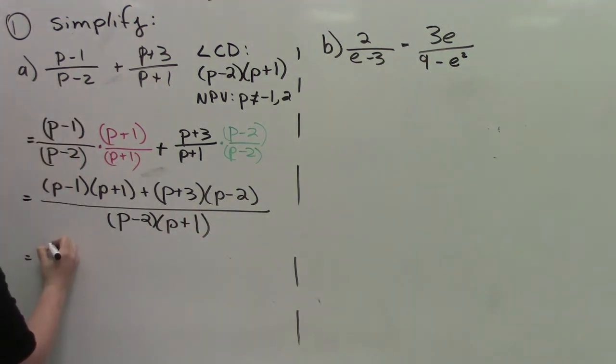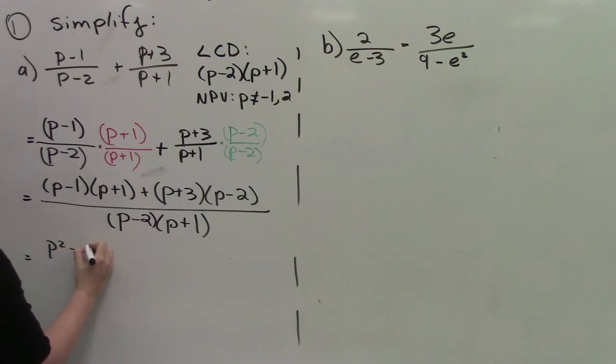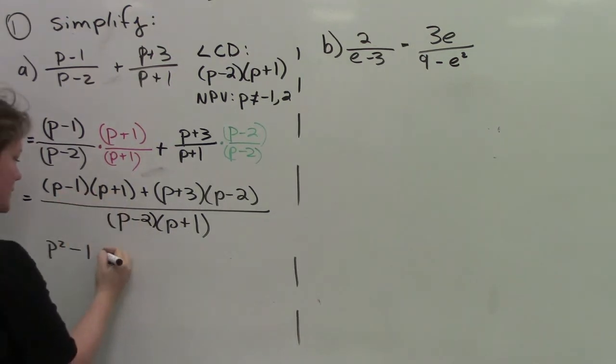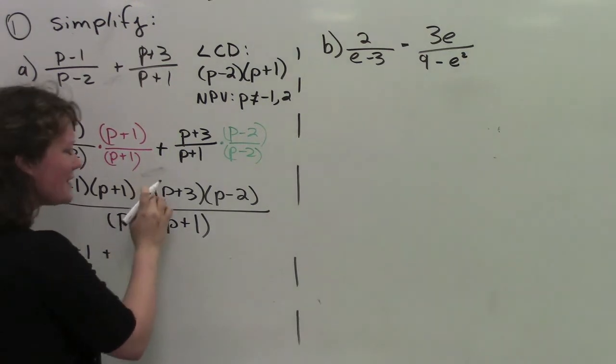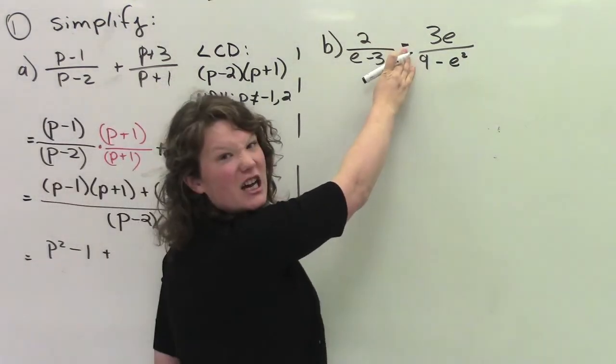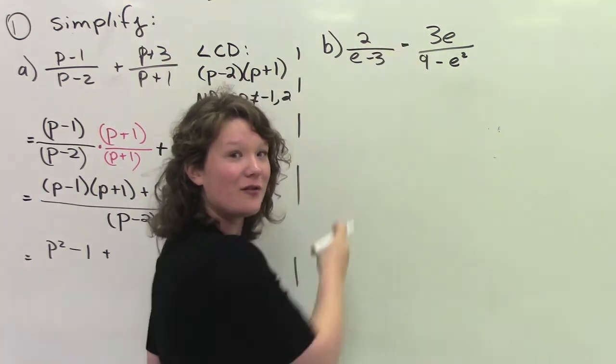This guy right here is going to be p squared minus 1, because we notice that this is just a factorization of a difference of squares. Plus, and we're lucky that this is a plus, right? Because then we don't have to carry through that negative. Just letting you know we have fun over here.